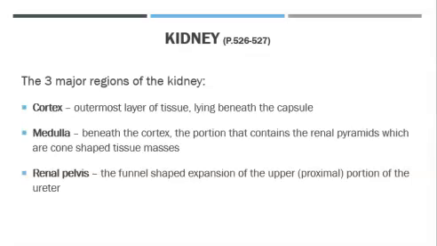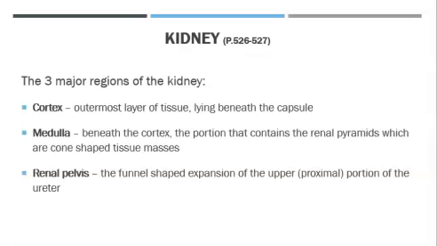On this slide, we're going to talk about components of the kidneys themselves. There's three major areas or regions of the kidney. First up is the cortex. This is the outermost layer of tissue lying just beneath the capsule of the kidney. The capsule just means a thin membrane on the outside of the kidney. We are going to be able to see a picture or a diagram of all these layers on the next slide.